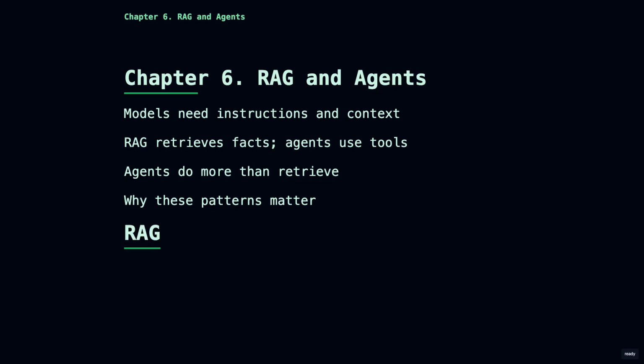Let's start with RAG, a pattern for helping models answer with the right information. The key idea is simple: retrieve relevant context first, then generate the response.